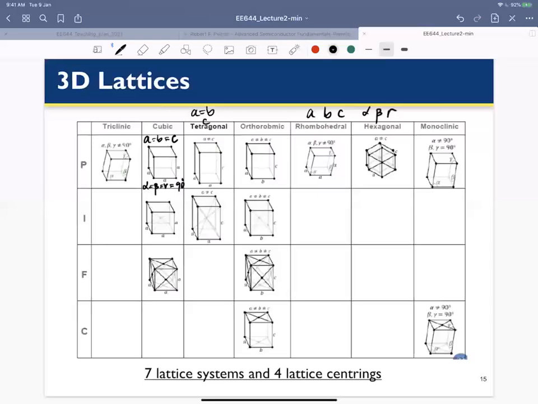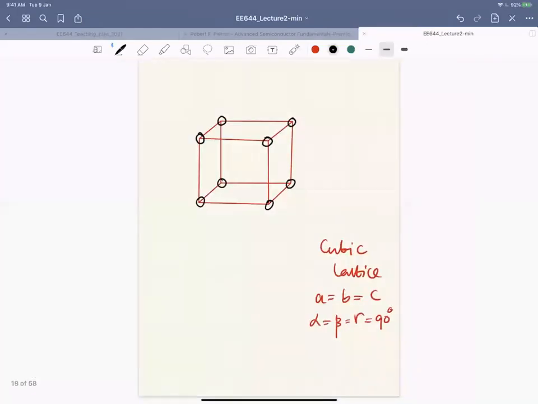So this is a body centered cubic, right? So primitive and body centered cubic, and in a cube there are six faces, right? So we have six faces. If in addition to the atoms in the corners there are atoms in the center of each face, then that is a face centered cubic, right?